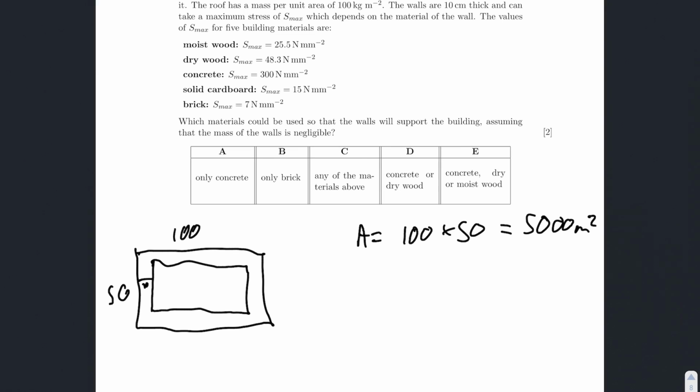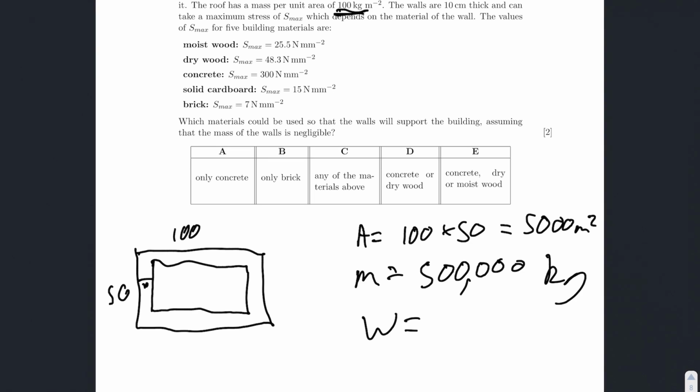And then we know that the mass per unit area is 100. So the mass of the roof will just be this times 100, which is 5,000,000, so 500,000 kilograms. And then we need to find the force of the roof, which is the weight, which will just be this times 10, which will be 5 million newtons.